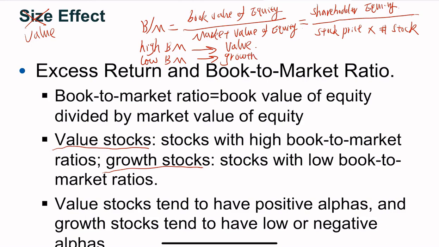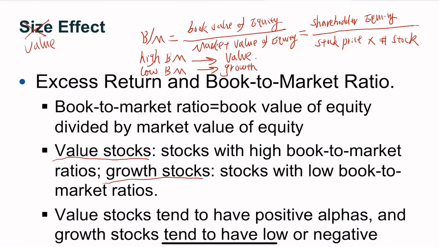Now think about this. Why should a high BM ratio stock be called a value stock? If you look at the formula here, look at how we calculated the BM ratio. You can see that the stock price is in the denominator. So it basically means that if a stock's BM ratio is high, then its stock price has to be low. So it has a low stock price.